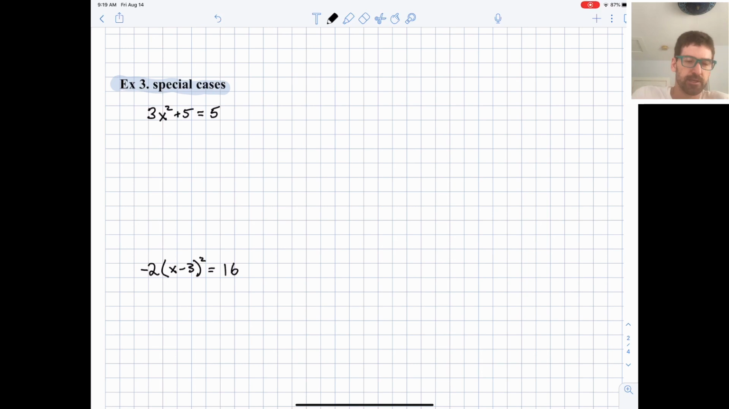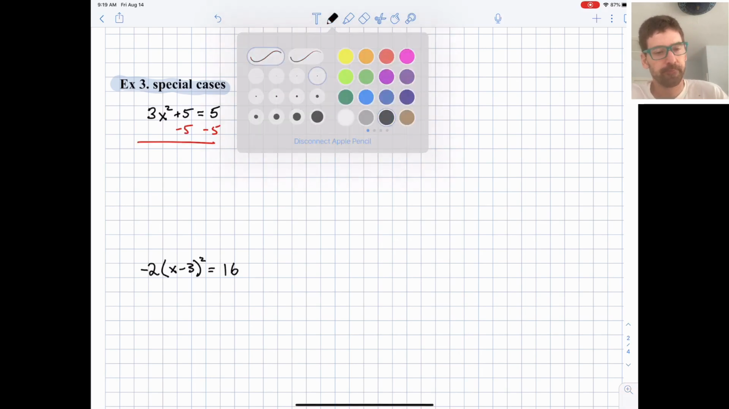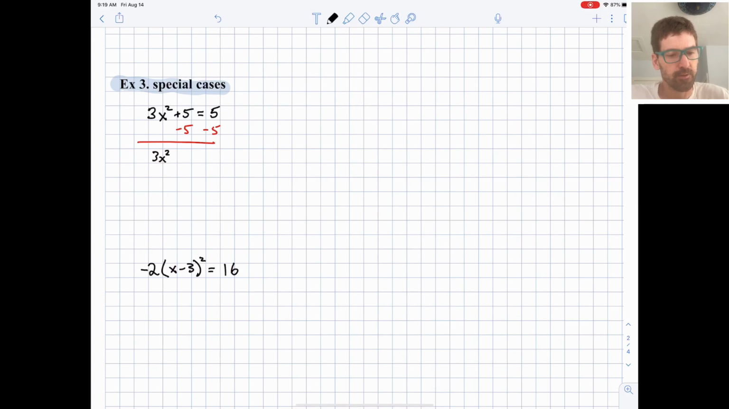So you can probably tell that something unique is going to go on here. Let's subtract 5 from both sides first. Three x squared, 5's cancel, equals 0. Divide by 3. X squared equals 0. Okay, what happens when we square root 0? Are you allowed to? Yeah, you're allowed to. There's just one square root though. So x is just equal to 0.